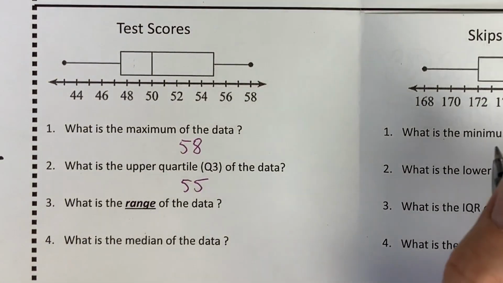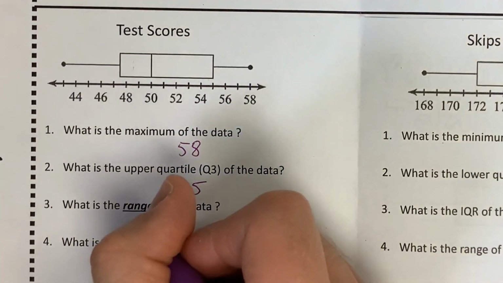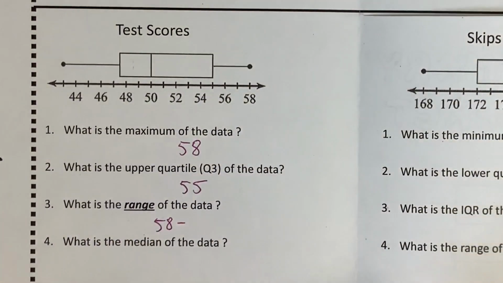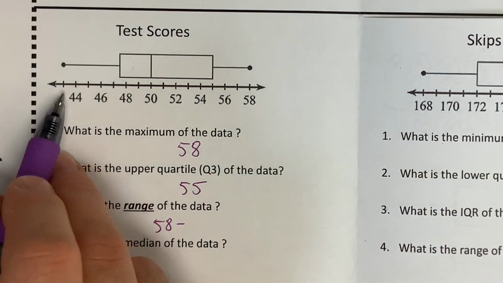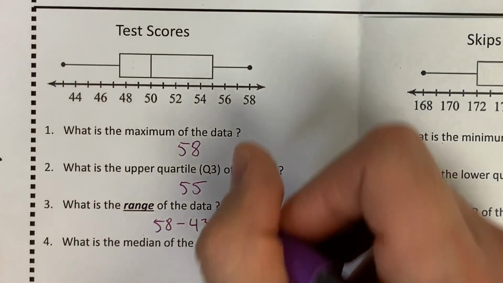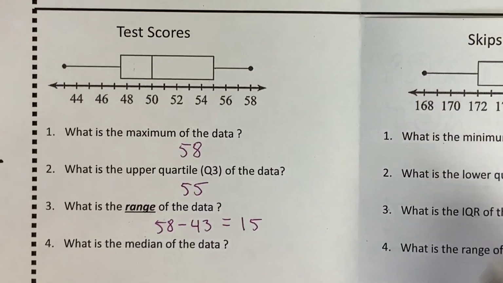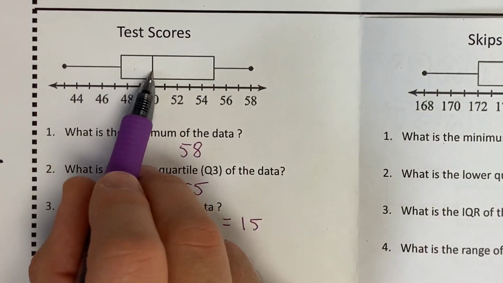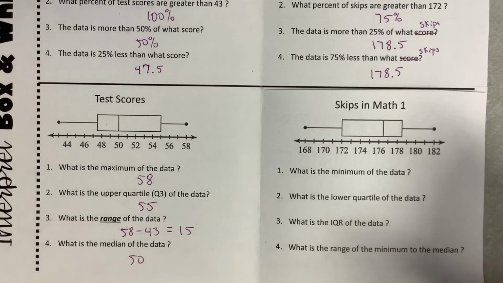What is the range of my data? Well, for the range of data, you always have to make sure you take the largest, 58, subtract it from the smallest, which in this case is 43, and that's going to give us 15. So the range of my data is 15. What is the median of the data? Well, again, median is going to be the middle of your box here, so that's going to be 50. We're just identifying the main parts of a box and whisker plot.